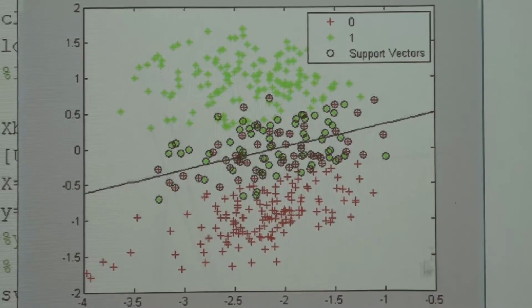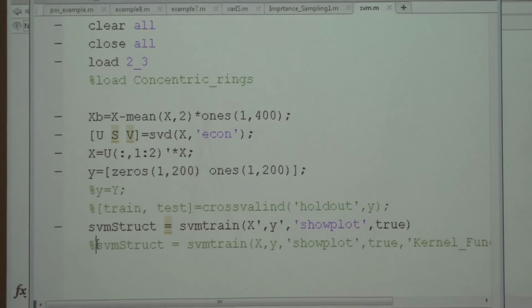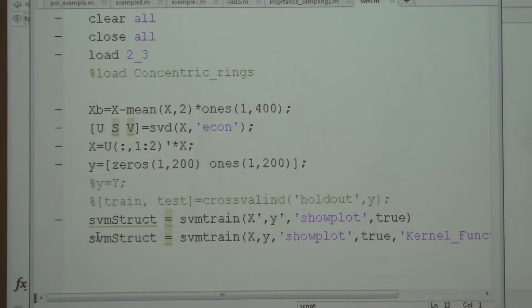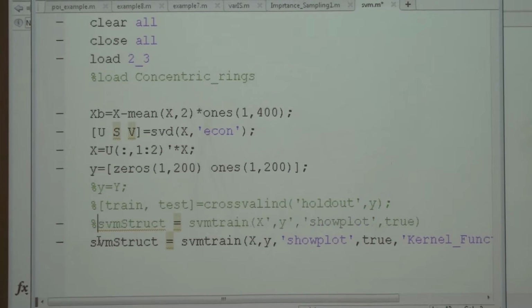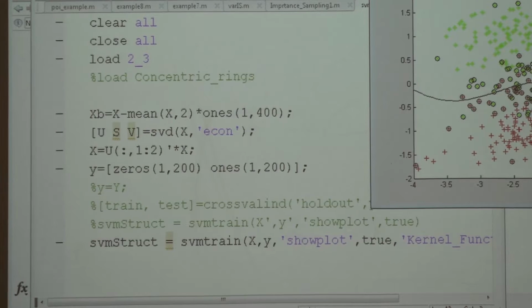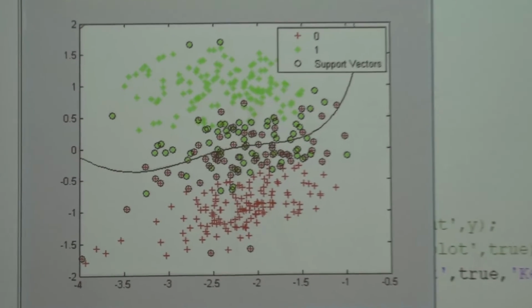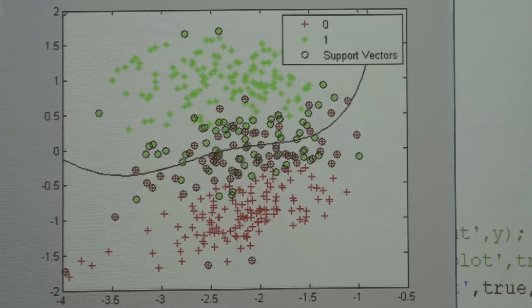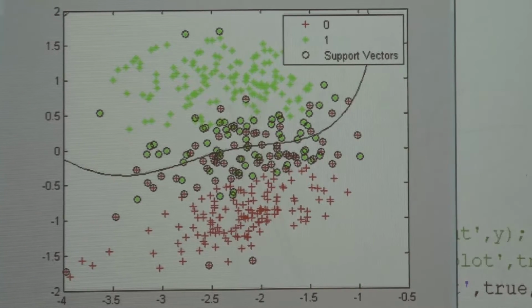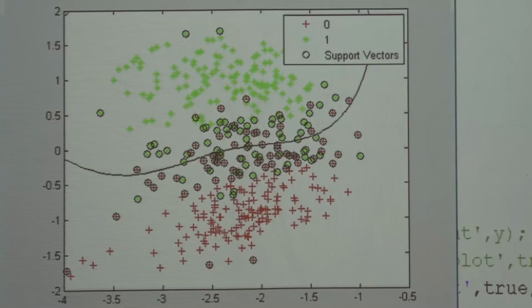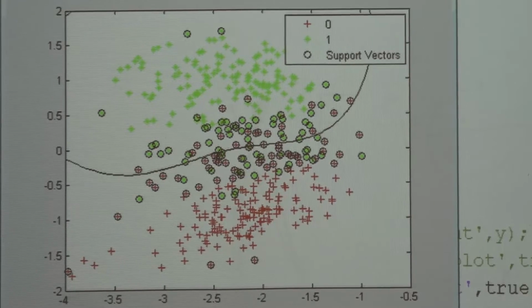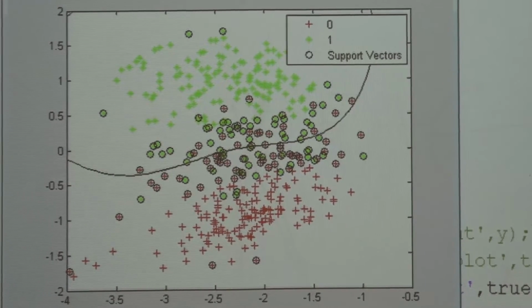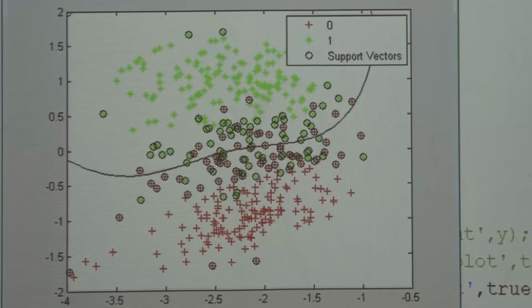If I change this, if I use a kernel, then the decision boundary will be nonlinear. See, the decision boundary now is nonlinear. It's not a linear decision boundary. Okay, any question? Okay.